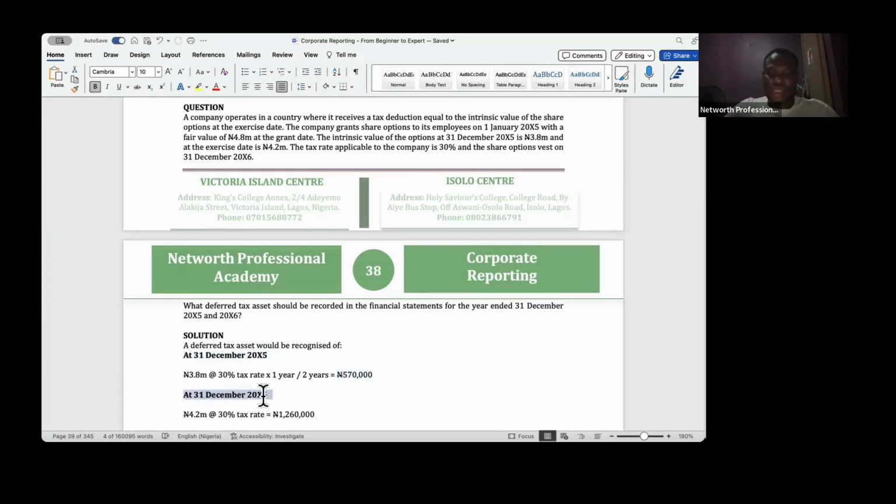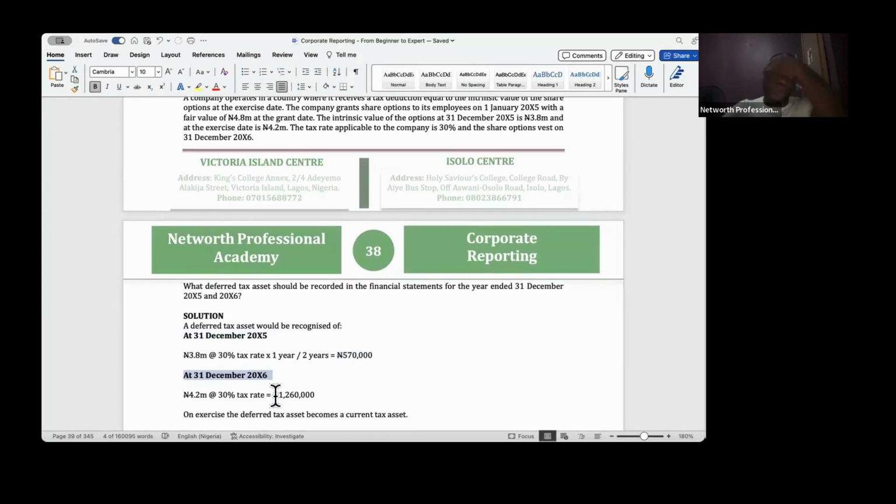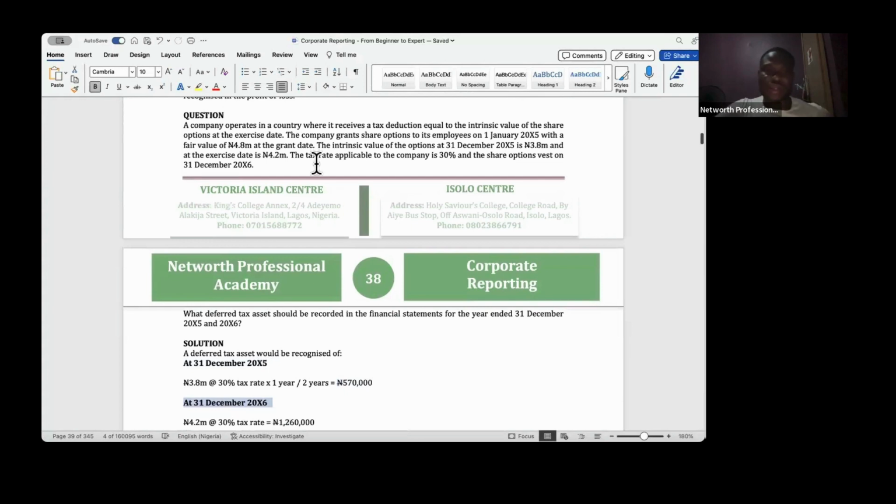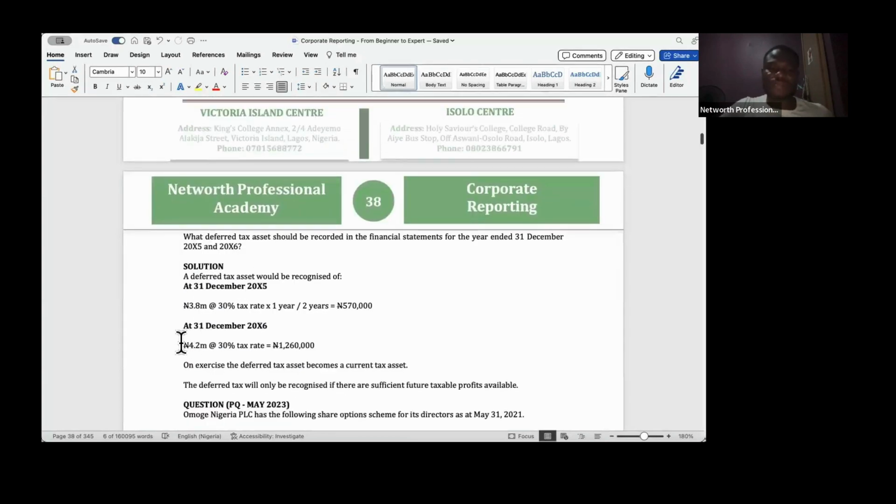In the next year, 2006, again, carrying amount is always going to be 0. They already told me that at the exercise day, the intrinsic value is 4.2 million. That means my deductible temporary difference is 4.2 million. So I multiply that by 30%. Because this is year 2, you can just multiply by 2/2, so that will still be 1. Then that gives me a deferred tax asset of 1.2 million.